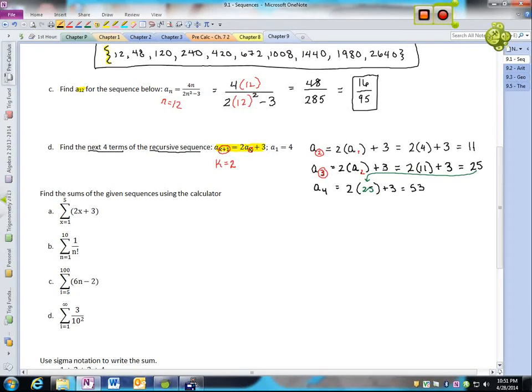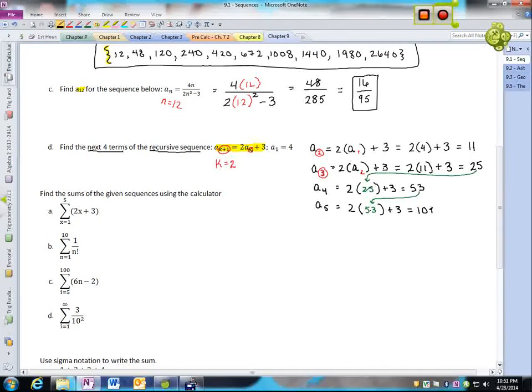Same thing for the fifth term. A sub 5 is going to take 2 of the term prior. In this case, the term prior is 53, so I'm going to drop that 53 in there. And then I'm going to add on 3. 2 times 53 is 106. Add on 3, and I get to 109. Okay?